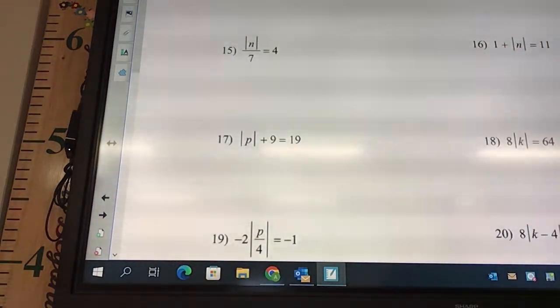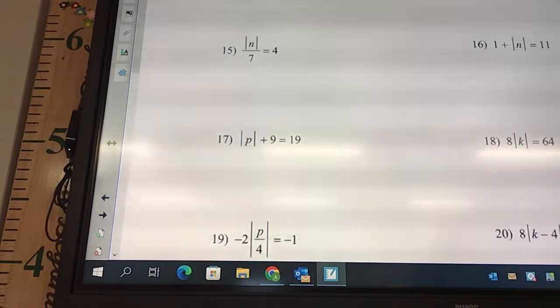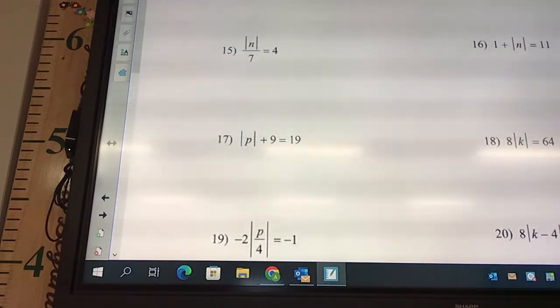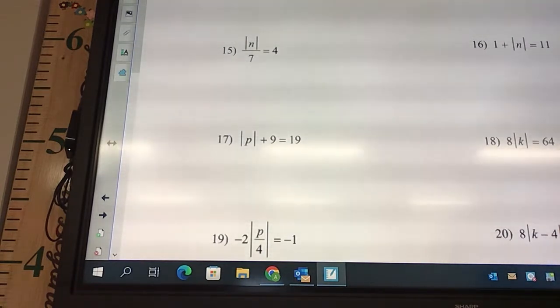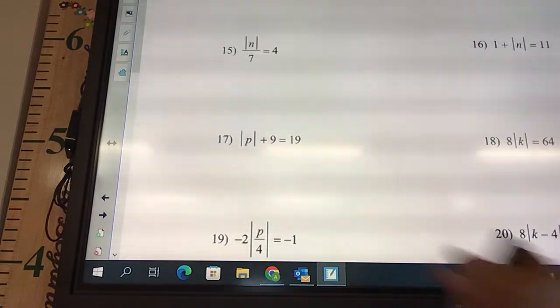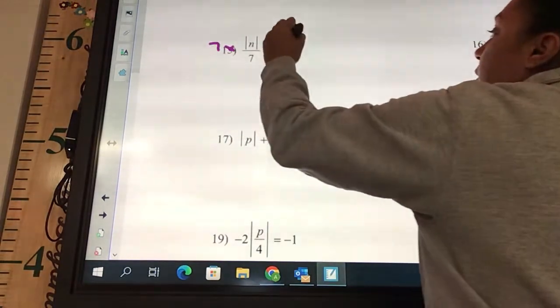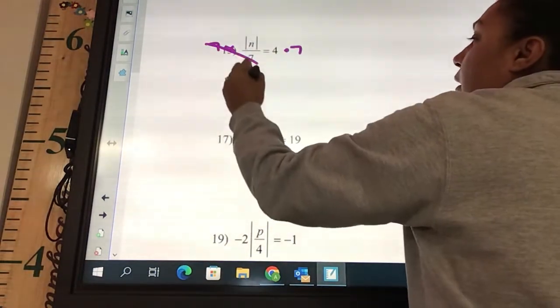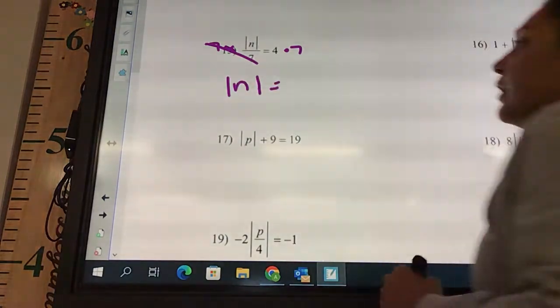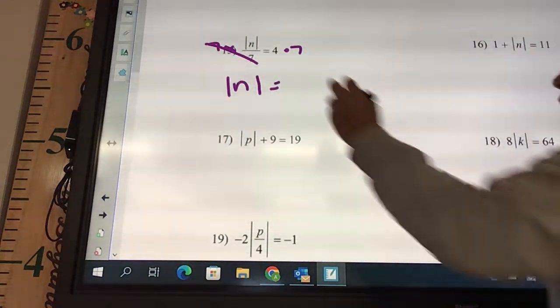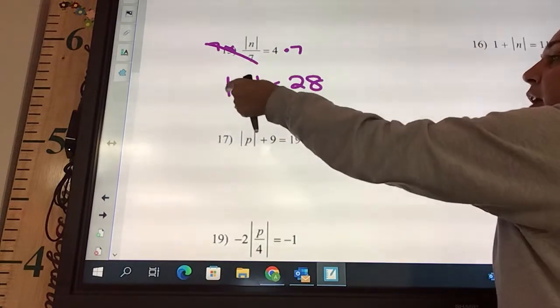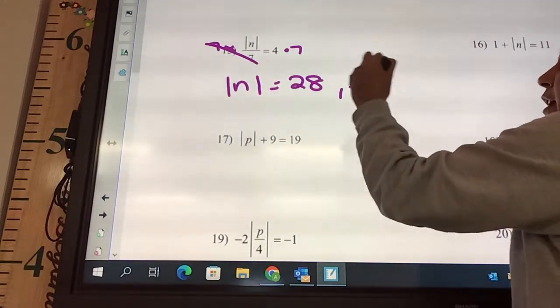Okay, 15, what do we need to do first? What's with the bars? Times 7. We're going to say times 7, times 7. We got n, and then 4 times 7, 28. Okay, and we got the bars by themselves, so we can just say comma negative 28.